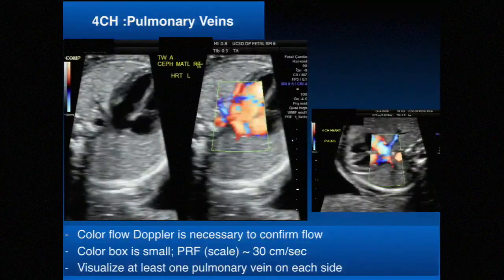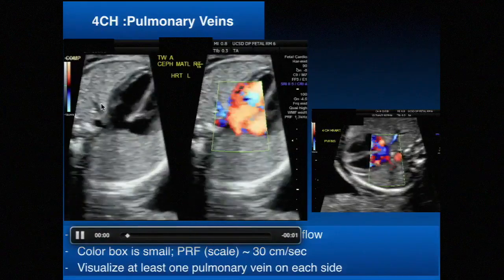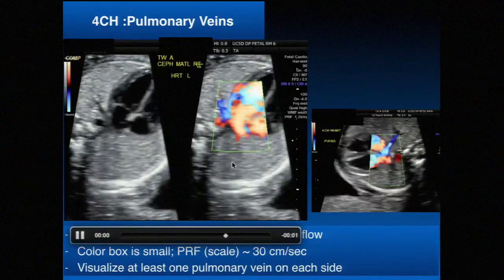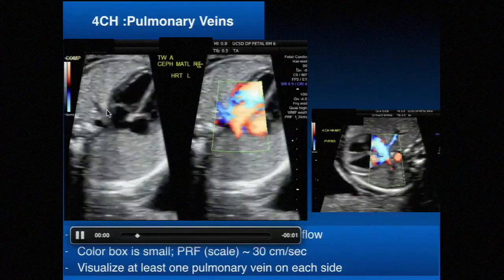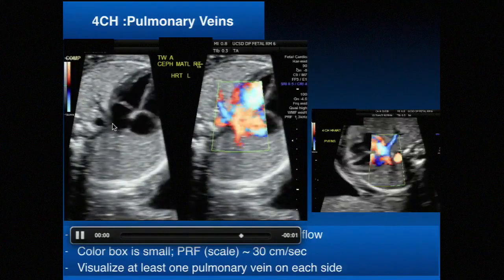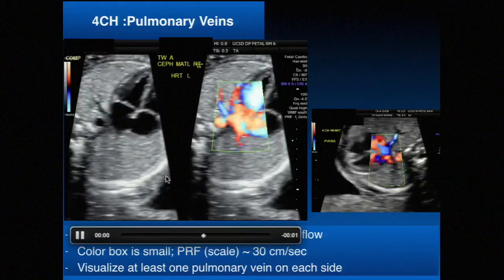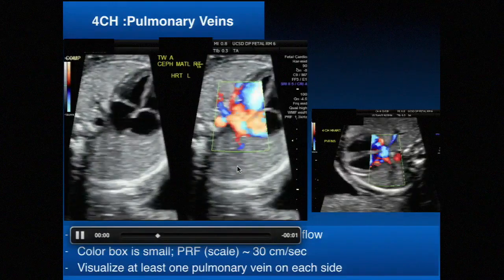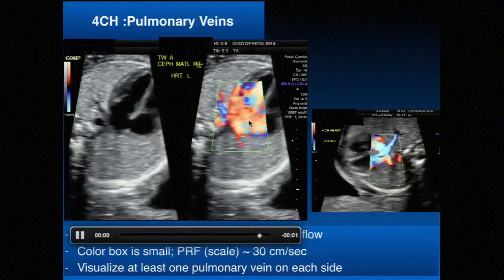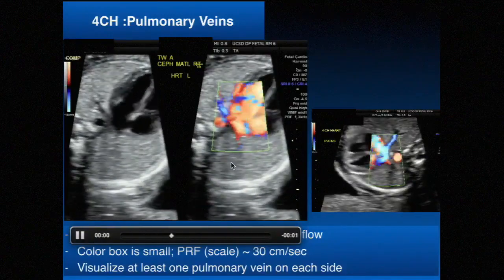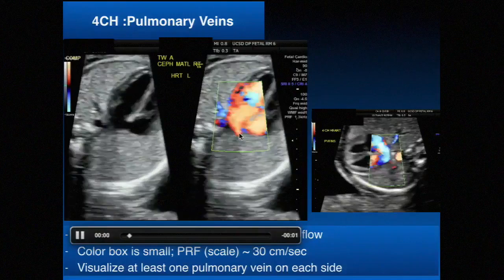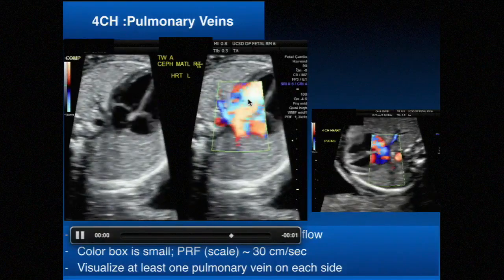And once we see them with 2D, I like to make sure that I have a nice 2D image first, and then I put the color on, and you can actually appreciate the Coumadin ridge with this left-sided pulmonary vein coming in. So again, keep the box small. I try and include the mitral valve as well in my color box to show that the flow is coming into the left atrium and crossing the mitral valve.